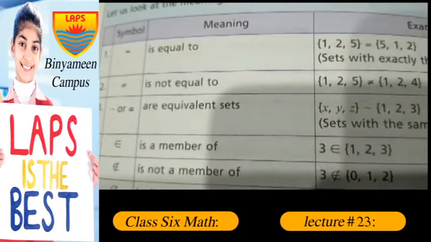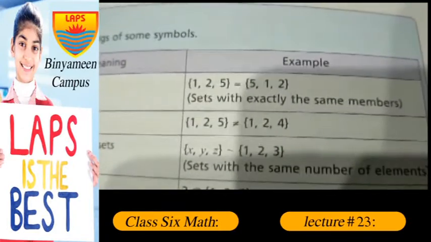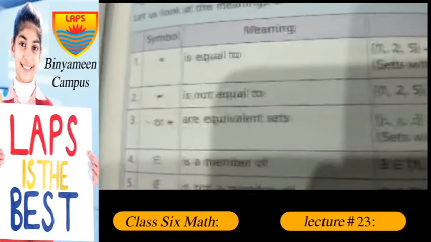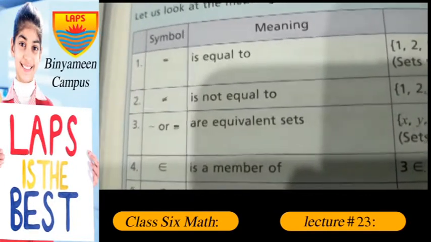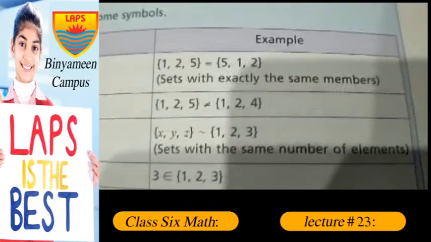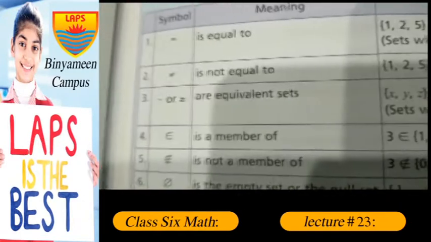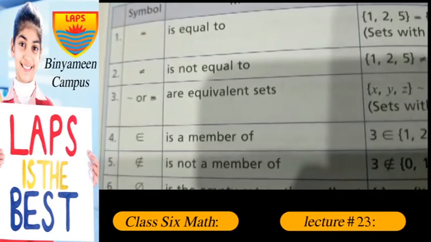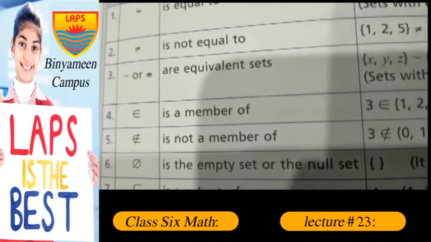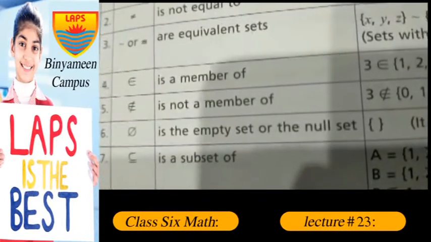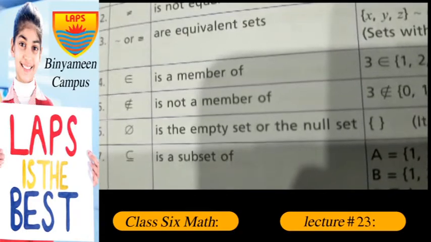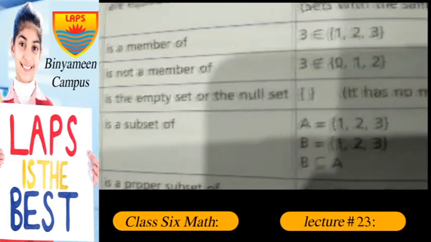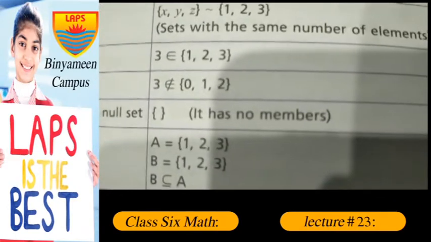First is equal to, sets with exactly the same members. Second is not equal to. Third is equivalent set. Fourth is a member of. Fifth is not a member of. Sixth is the empty or the null set. It has no members.